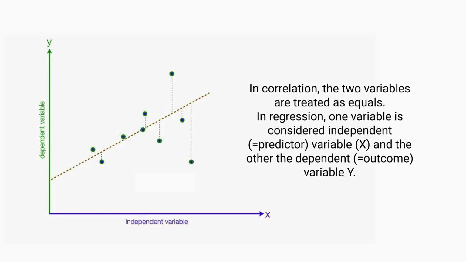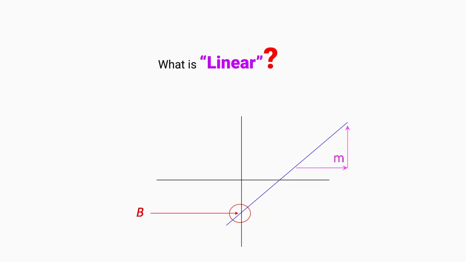So one variable is considered independent, which we call the predictor, and the other the dependent, which we call the outcome variable. The example which I quoted was the best fit here: if you do rash driving, there will be chances of more accidents. So we are predicting, and on the basis of that, one is independent, another is dependent, and one is giving the outcome of that. So what is linear?